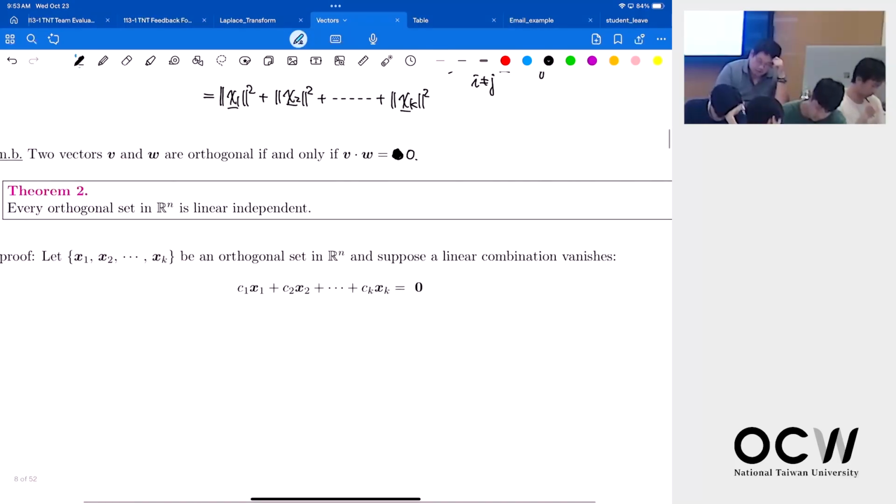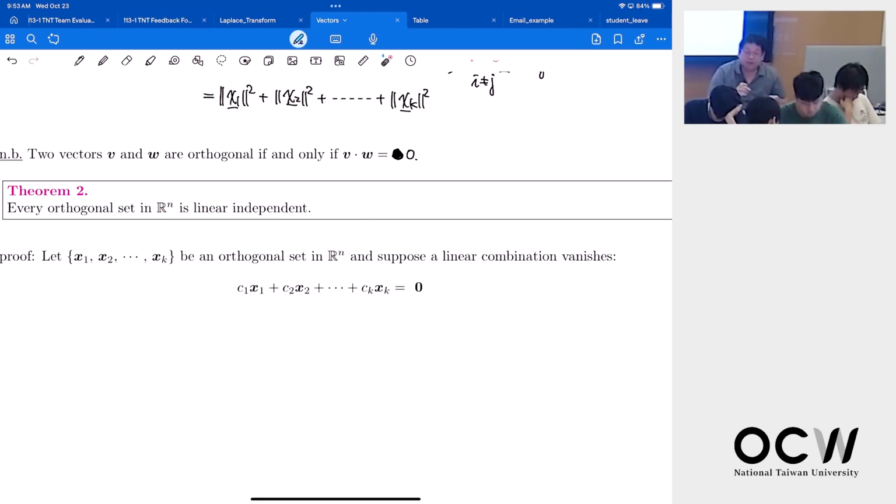So every orthogonal set is linearly independent. Here's the theorem. In topic 3, we have so many theorems, and for those theorems, we may have a proof. You try to understand the proof. So you really need to use your noodles a lot.